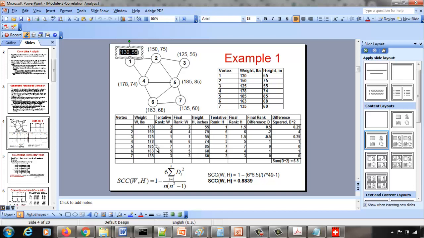Do we give a lower value a lower rank number, or does a lower value get a higher rank number? In this example, we'll follow the convention that the lower value will get a lower rank number. The lowest among these weight values is 125, so that is rank 1. Then the next lowest value is 130, that is rank 2, then 135 is rank 3, then 150 is rank 4, 163 is rank 5, 178 is rank 6. Let me make it a little bigger.